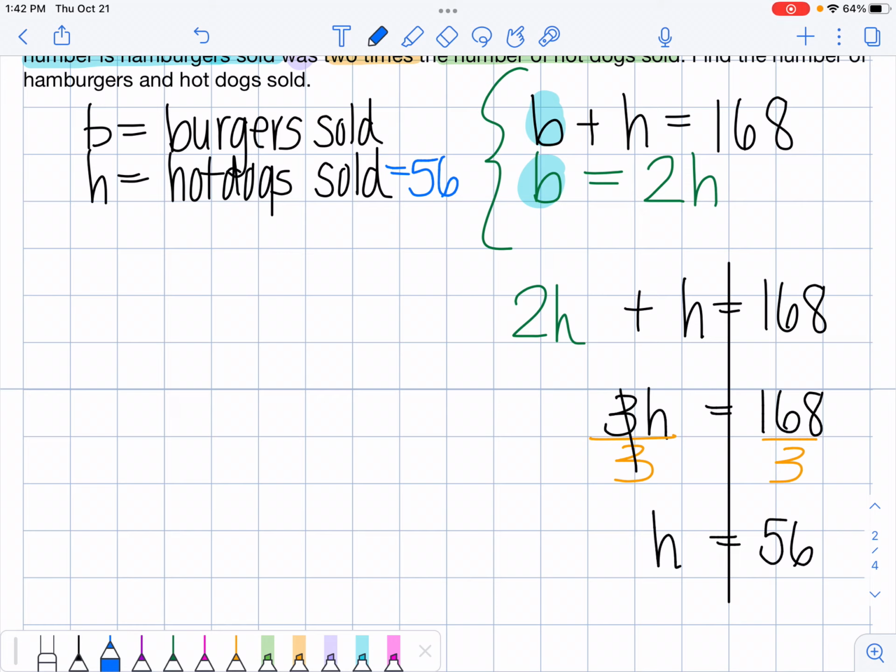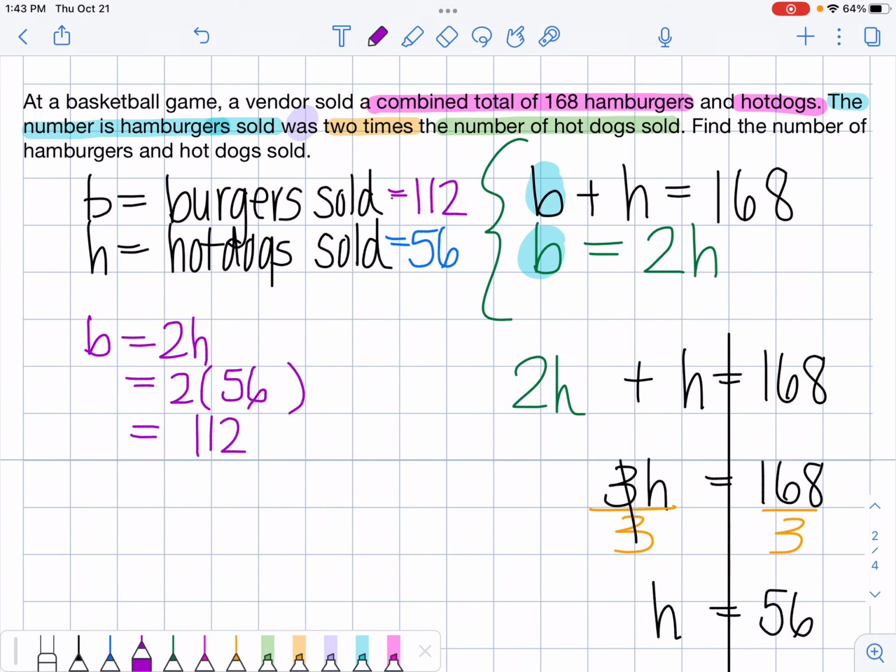Now I also have to figure out how many hamburgers. You can go back to your original equations, these two up here, and figure out which equation you want to plug that 56 into. I'm going to pick my bottom one again because it's already solved for my variable, so it's easier to do that. If B is equal to 2H, and I know that H is equal to 56, then the number of burgers is 2 times 56, which is 112. So the vendor sold 112 hamburgers and 56 hot dogs.